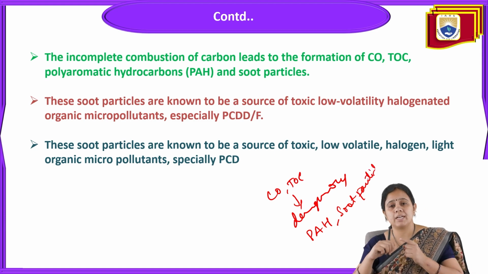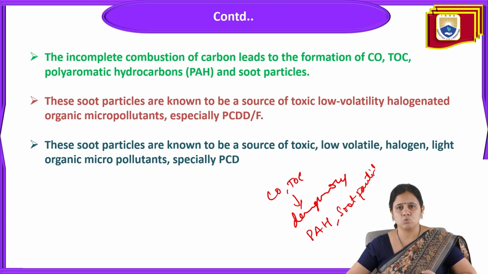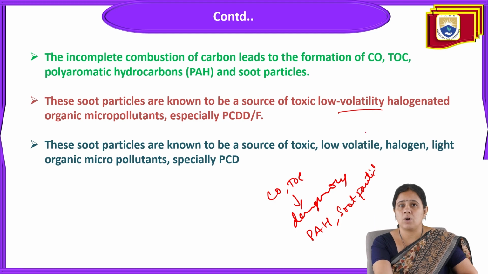So incomplete combustion of these materials will lead to the formation of carbon monoxide, total organic carbon, TOC, sometimes PAH, polyaromatic hydrocarbons, and some soot particles. And these soot particles are known to be the source of toxic, low volatility halogenated organic micropollutants, especially PCDD and F. This is because soot particles are very small particulate matter.